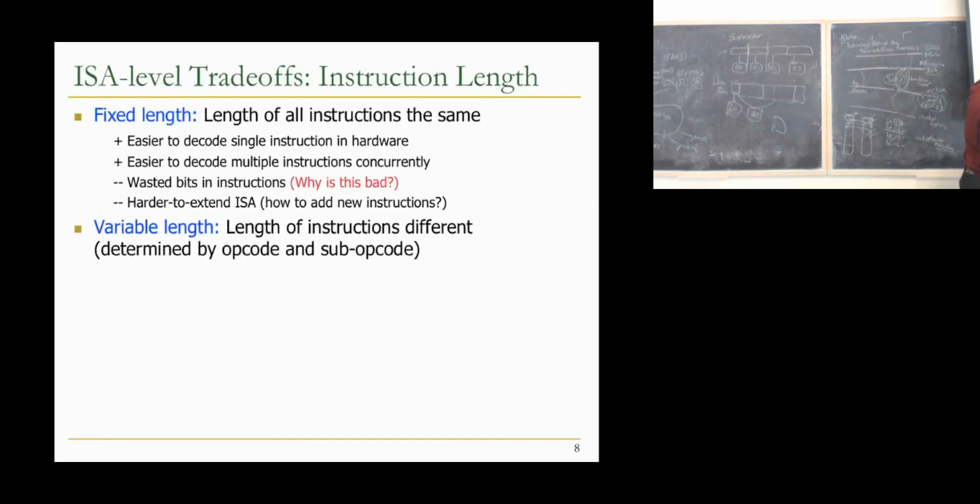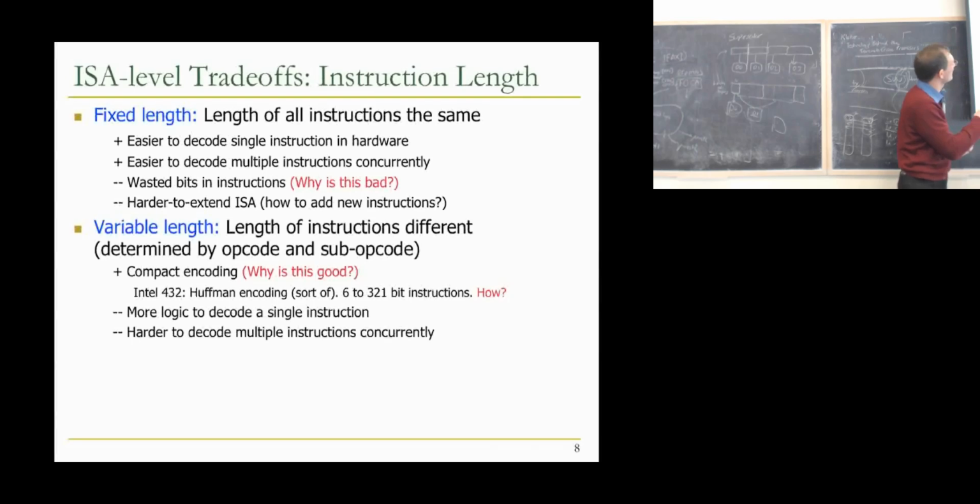Okay, variable length upside is compact encoding. Basically, it's the upside we've seen in any variable length encoding mechanism. Right?